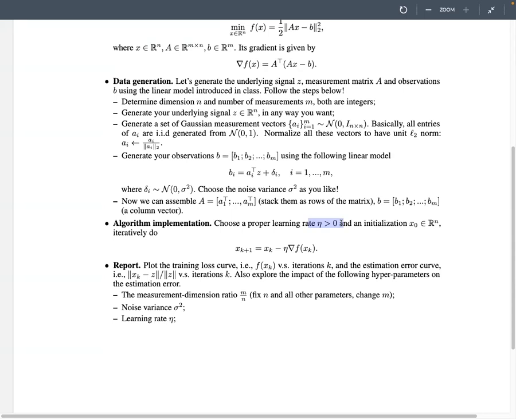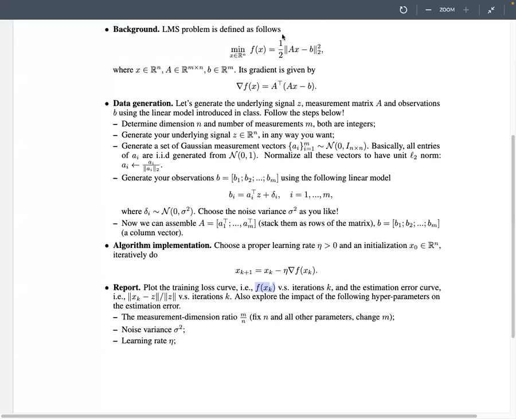Now, what you need to report is the following. The first one is the training loss curve, which is f(x_k). For each x_k you obtain, you can calculate this objective function value, right? And then you have a function value over iterations. You can plot the training loss curve.